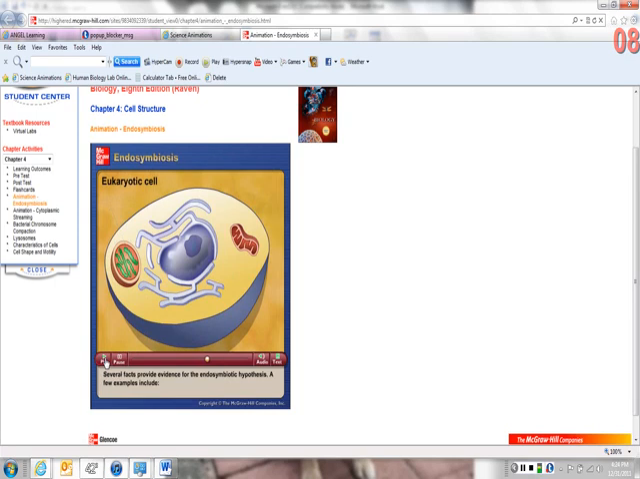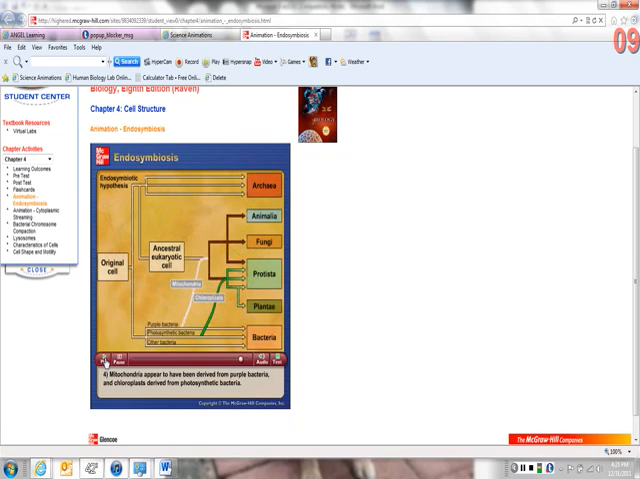A few examples include: 1. Mitochondria and chloroplasts contain their own circular DNA, similar to DNA in bacteria. 2. Both mitochondria and chloroplasts are surrounded by two membranes. The inner membrane is probably evolved from the plasma membrane of the engulfed prokaryote, while the outer membrane is probably derived from the cell membrane of the host. 3. Mitochondria are about the same size as bacteria. 4. Mitochondria appear to have been derived from purple bacteria, and chloroplasts derived from photosynthetic bacteria.